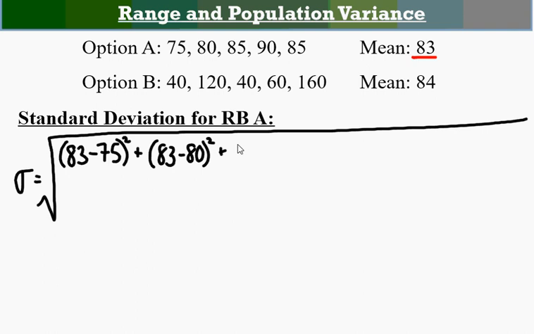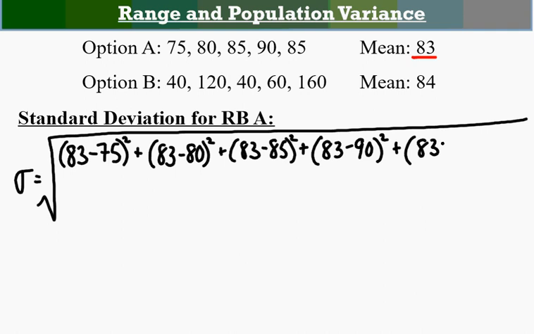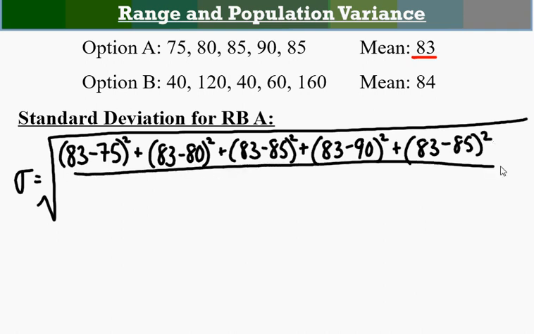Then I have 83 minus 85. That's 2 away, and I square that. Plus 83 minus 90. That one's 7 away. Square it. And the last part, 83 minus 85. And then divide by the number. There are 5 games, so divide by 5. Now I'm going to simplify.